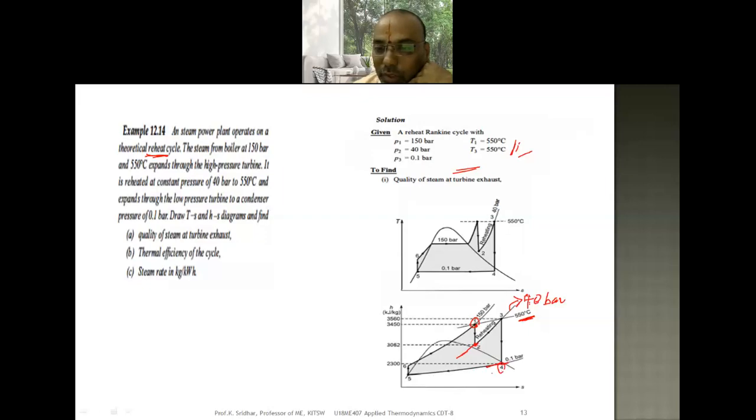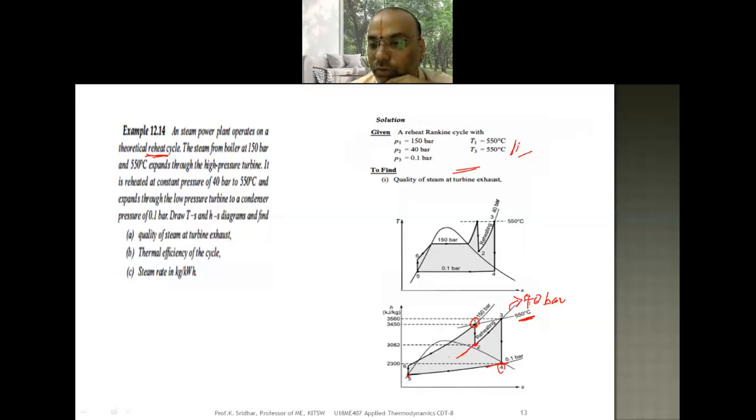So locate point number 4, and from point number 4 it is a constant pressure process till it reaches the saturated liquid line. That is point number 5. 5 to 6 is the pump, and 6 to 1 is the boiler. So that representation of points on the Mollier diagram is very, very important.